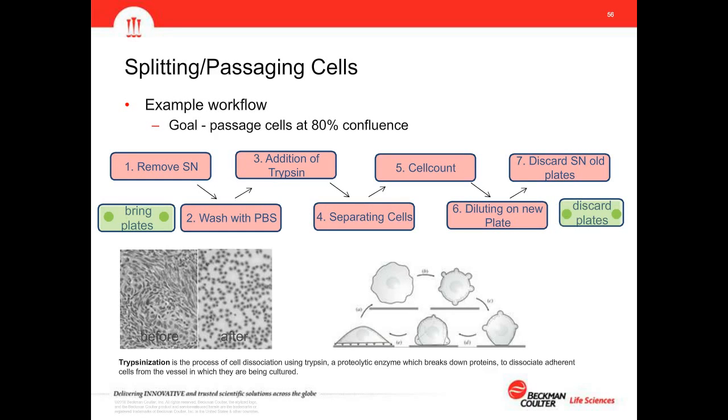So basically what you got to do here is you got to remove the supernatant, you got to wash it, you got to add trypsin, you got to separate the cells, you count the cells, you dilute on a new plate, and discard the supernatant of all plates. Each one of these steps is a single method on a liquid handler. Okay.